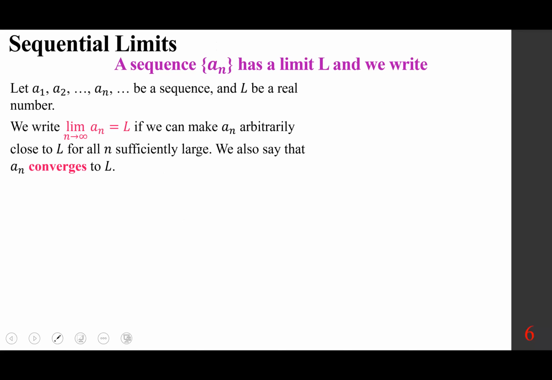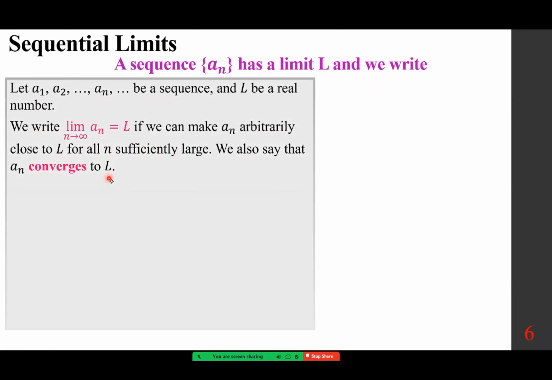All right, let's look at sequential limits. A sequence A sub n has a limit L, and we write the limit of A sub n as n approaches infinity equals L. If we can make A sub n arbitrarily close to L for all n sufficiently large, we also say that A sub n converges to L, if we can do that.